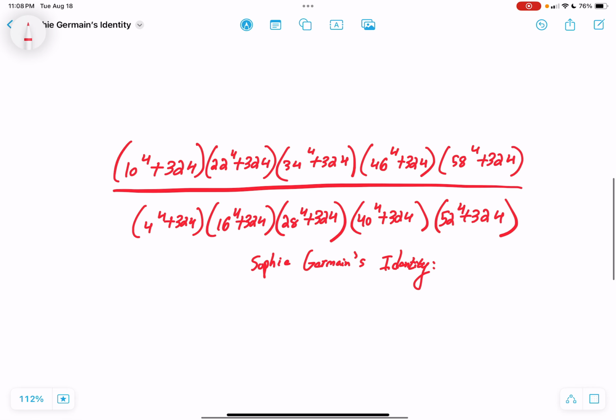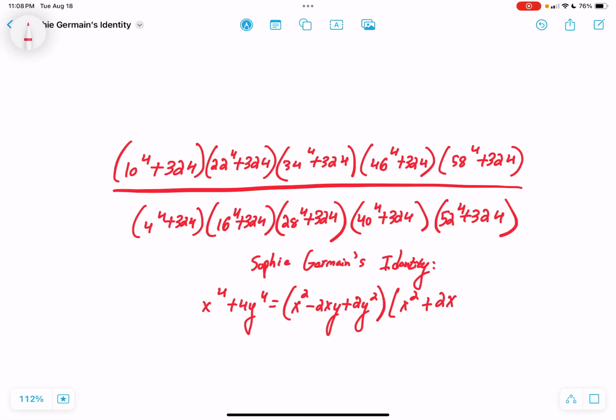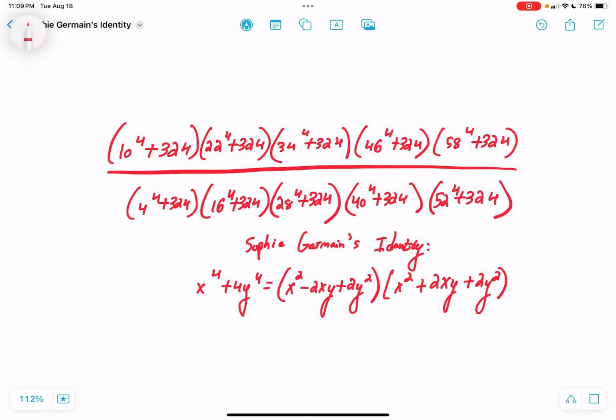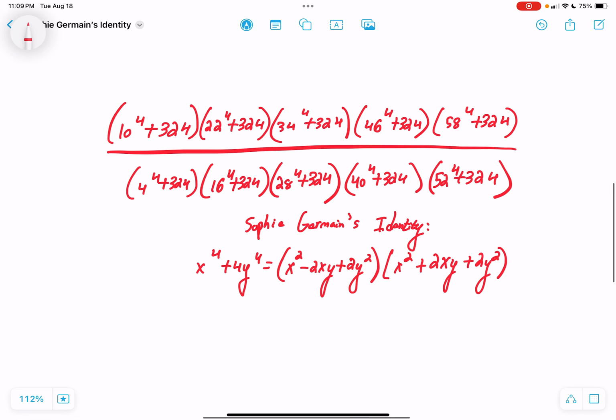So basically what it is: x to the fourth plus 4y to the fourth is equal to x squared minus 2xy plus 2y squared times x squared plus 2xy plus 2y squared. And this is Sophie Germain's identity. It's really pronounced Germain. Her name is French, so. All right, now let's see how we can work with this.